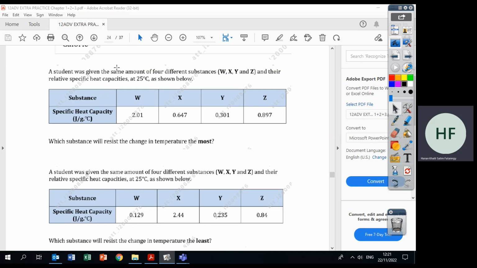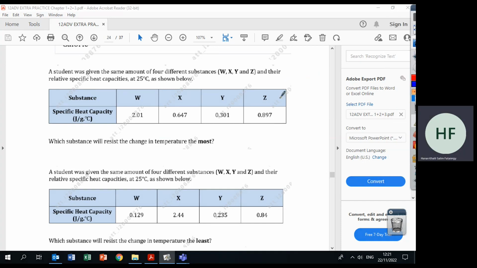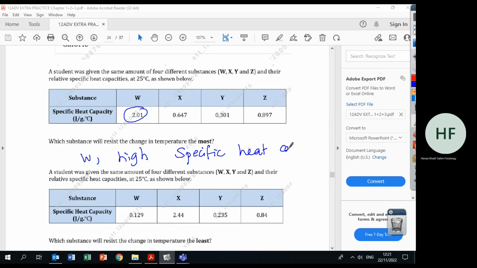Okay, a student was given the same amount of 4 different substances and their relative specific heat as shown below. Which substance will resist the change in temperature the most? The one that will not change the temperature. Like water. We said water has high specific heat, so it does not change. The one that does not change has high specific heat. So the highest specific heat is for this one, WY, because it has high specific heat capacity.